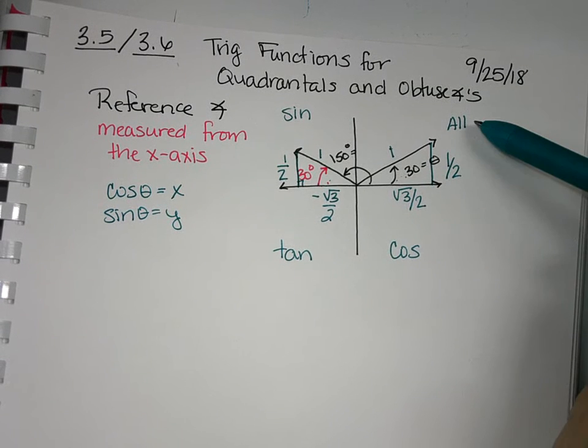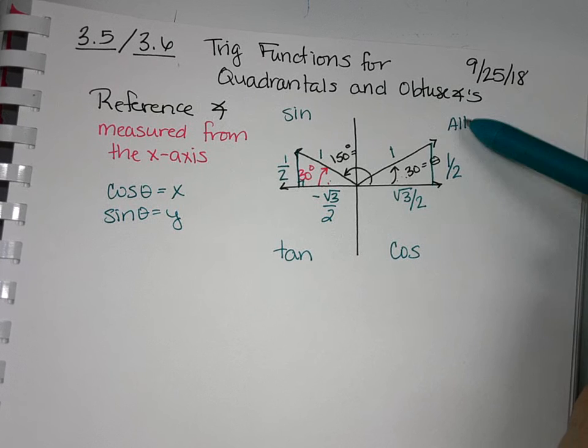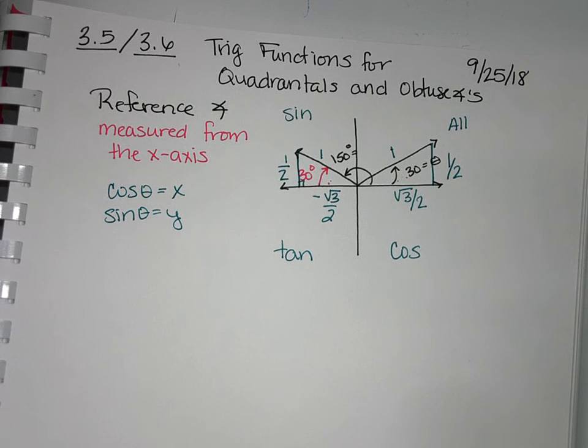I know a lot of you have again already heard this. All Students Take Calculus is a good way to remember the order. Just know where you start and where you need to end. In other words, start in quadrant 1, end in quadrant 4. So again, that's kind of the idea for filling in the rest of our unit circle.